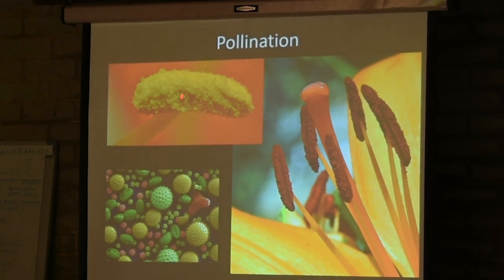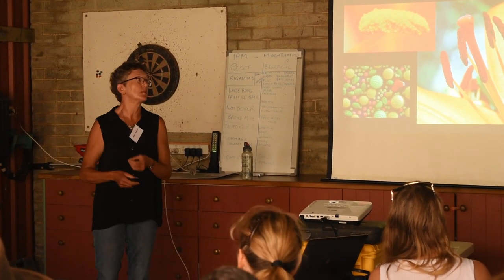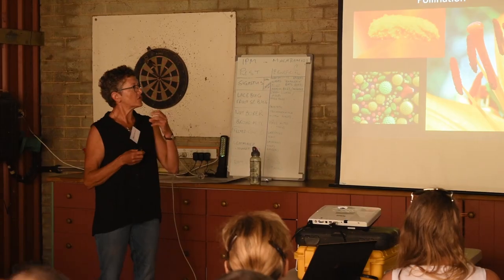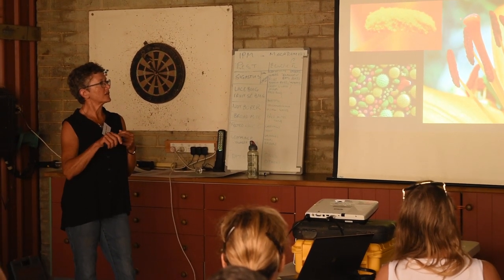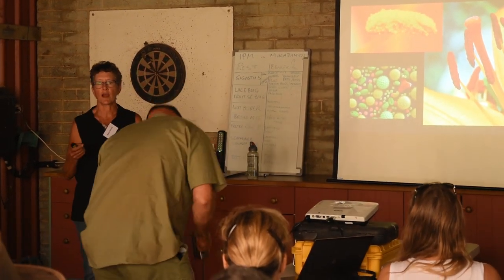So these grains, thousands and thousands of them, have to be transferred to the stigmatic surface. This is part of the female reproductive part of the flower. In order for this to get transferred to here, something needs to help it out, and that's a pollination vector. That can be water, wind, or an animal. It needs to go onto this stigmatic surface, and you'll see it's a little bit shiny. That's a sugary secretion. When the pollen lands on that, the sugar will nourish the pollen grain, and the pollen grain will then germinate.